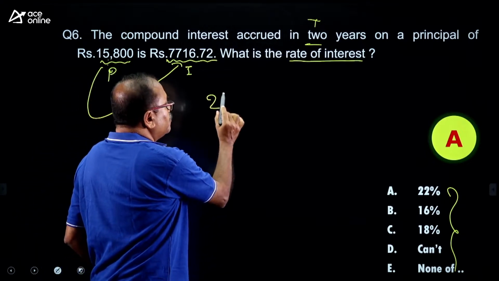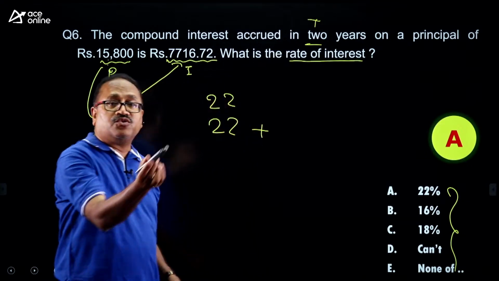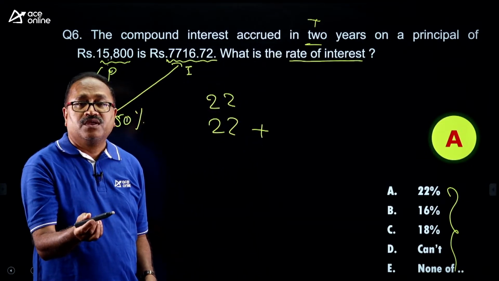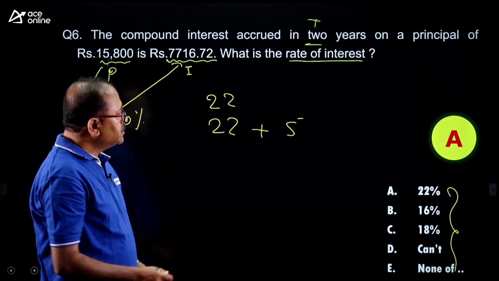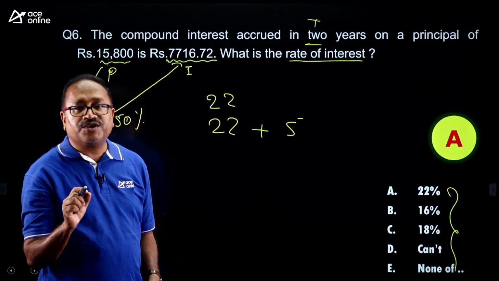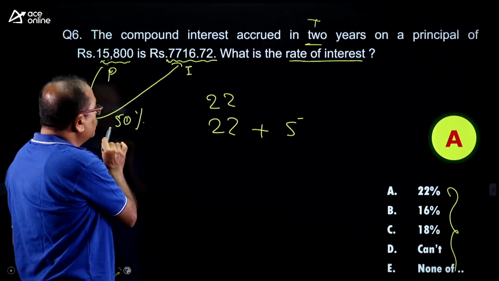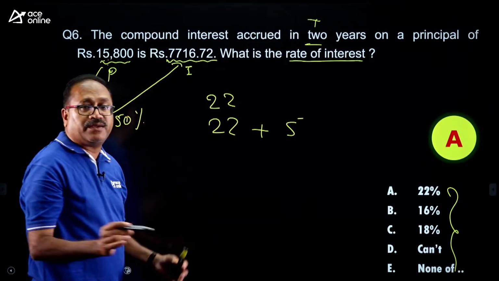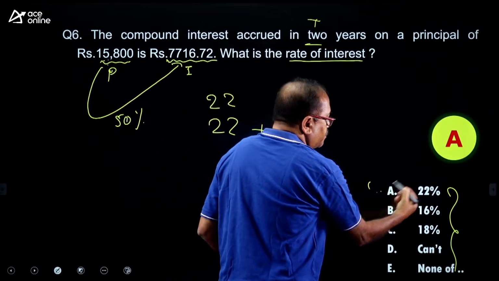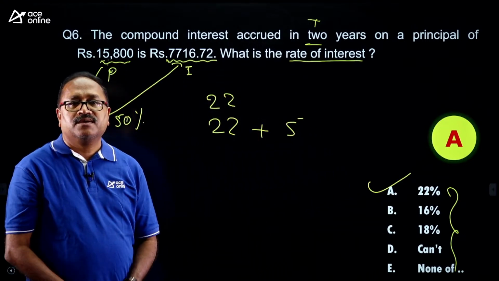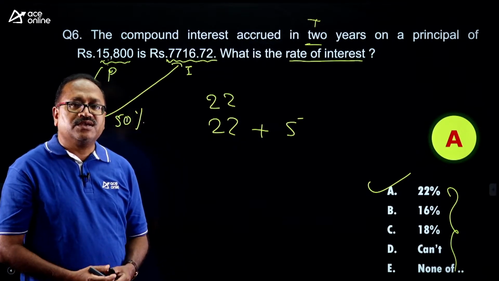So first year 22%, second year 22%, plus 22% of 22%. What is that? 22 squared is 484, so that comes close to 5. Is it not 44 plus 5, 49? Very close to 50%. So what should be my answer? My answer should be option A. Apply this kind of logic, this kind of technique in the exam to save time.